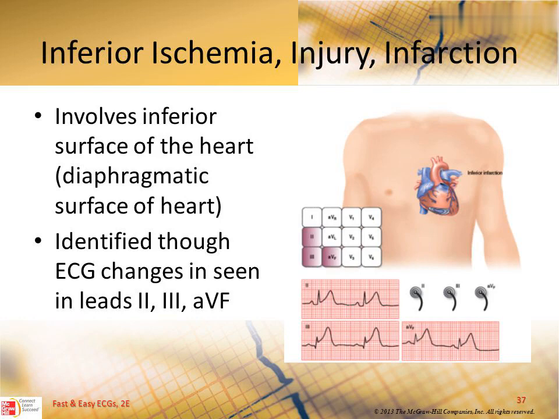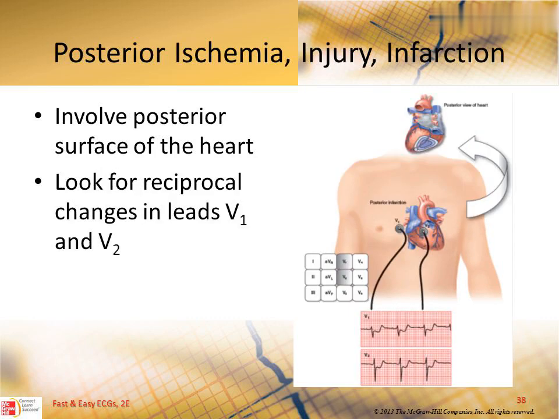Inferior ischemia, injury, infarction: involves the inferior surface of the heart, the diaphragmatic surface of the heart. Identified through ECG changes seen in leads 2, 3, aVF. Posterior ischemia, injury, infarction: involves the posterior surface of the heart. Look for reciprocal changes in leads V1 and V2.